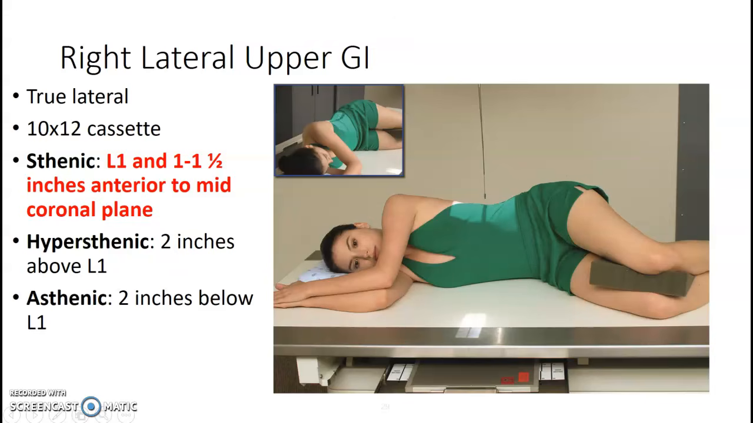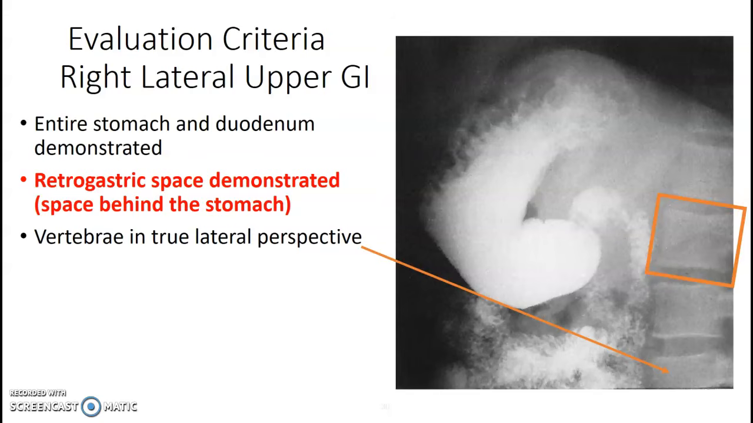Right lateral, still 10 by 12, going L1, but you're a little anterior to mid-coronal plane, right? Because your stomach is a little bit anterior to your vertebrae. What am I looking for on the lateral stomach image? Ideally, I'm looking for this retrogastric space, which is behind the stomach. How do I know this is a lateral? I look to my spine. Is my spine in true lateral position? Yes. And why right side? We use gravity, right? You turn your patient on the right side, the stomach is going to be up in there. It's going to pull that contrast out of the stomach. So if you ever eat too much, go lay on your right side.